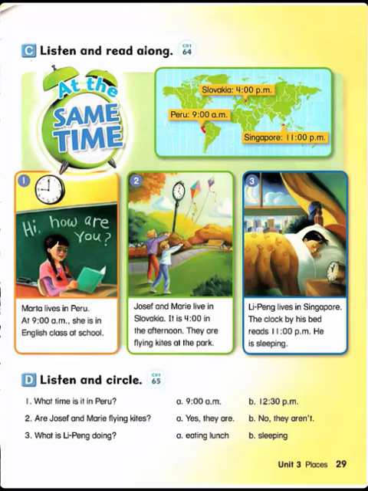Page 29. D. Listen and circle. Number 1. What time is it in Peru? Number 2. Are Joseph and Marie flying kites? Number 3. What is Li Peng doing?